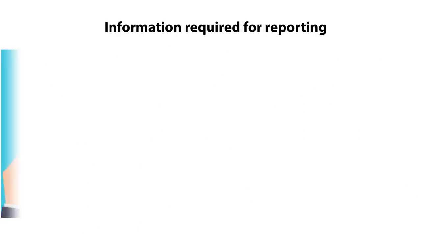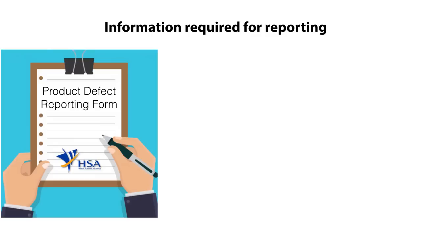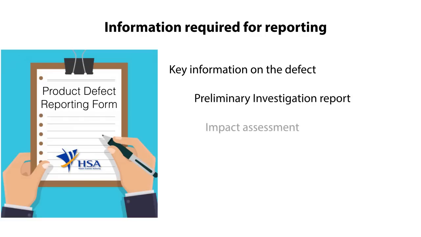Now we will move on to the information you will need to provide when reporting a product defect. The information required in the reporting form includes the preliminary information on the defect, the investigation report, impact assessment, and any immediate risk mitigation measures that are being proposed. Do not delay in reporting even if some of the details are not known. The additional information may be provided to us at a later date.